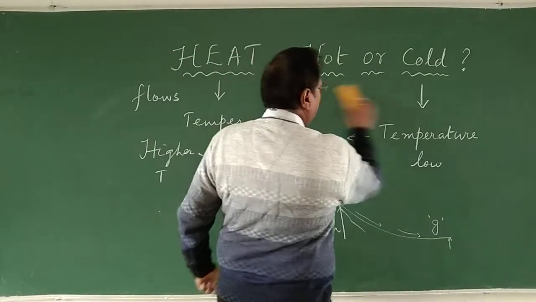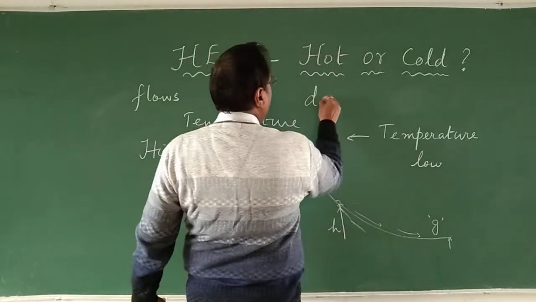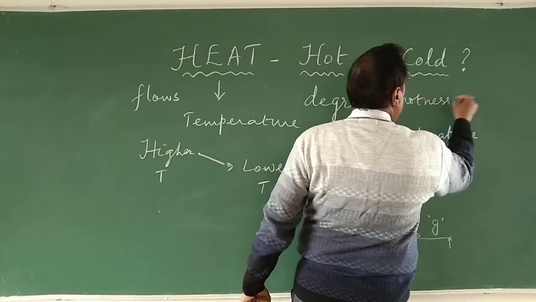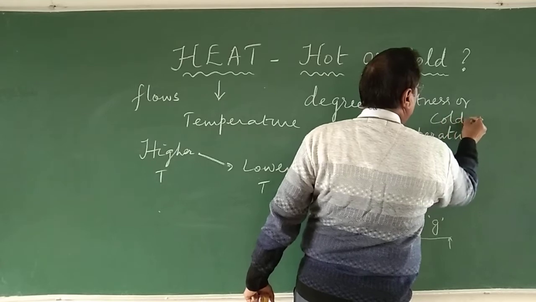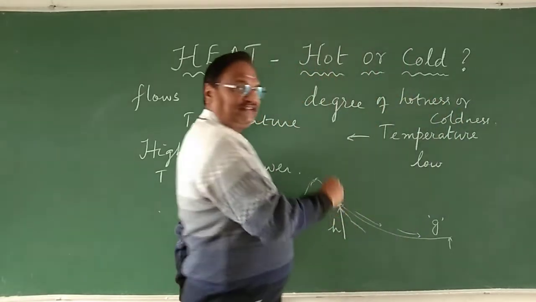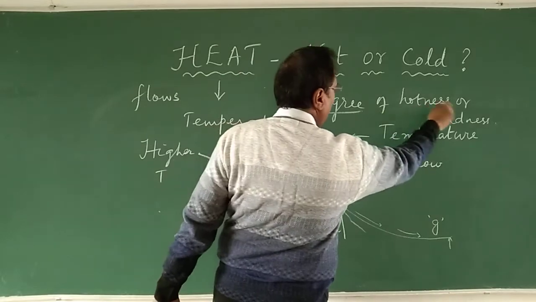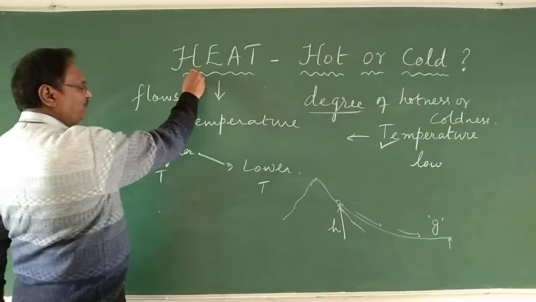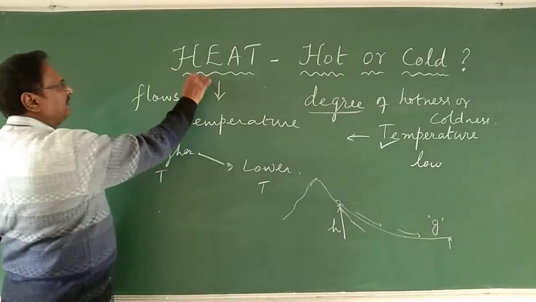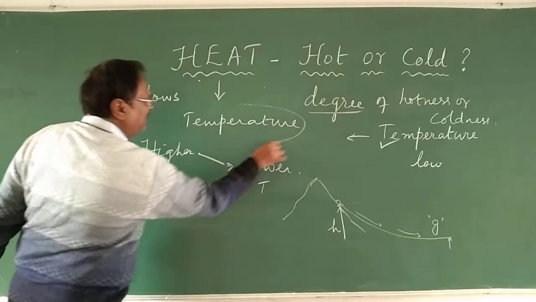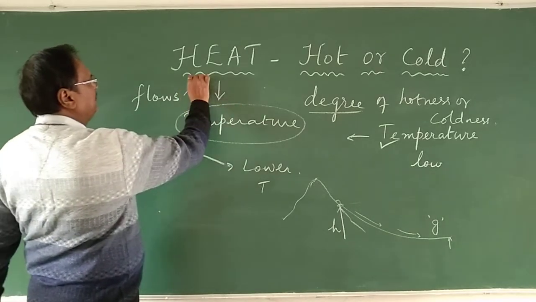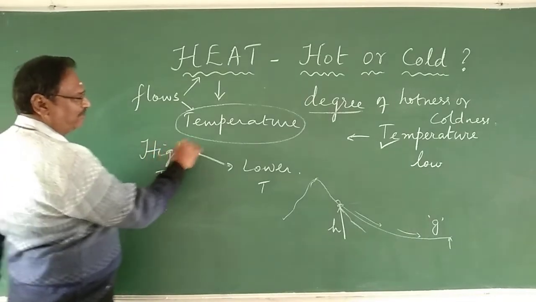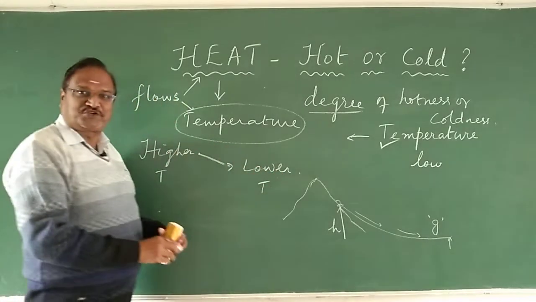See, temperature, we define it as degree of hotness or coldness, right? Whether a body is hot or cold, that is decided. The degree of hotness or coldness is called temperature. And heat is a form of energy and it is decided by the temperature. The flow of heat is decided by the temperature. Heat flows from higher temperature to lower temperature, right?